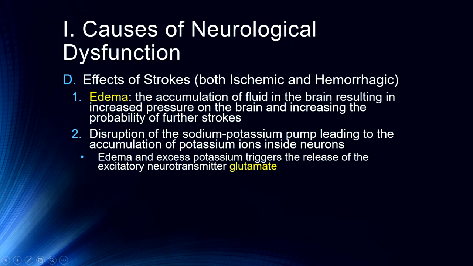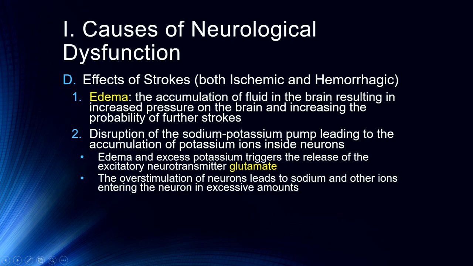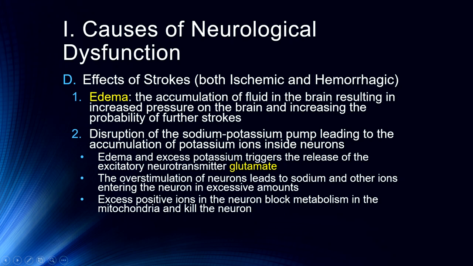neurons. That edema and excess potassium can then trigger the release of the excitatory neurotransmitter glutamate, leading to the overstimulation of neurons, which leads to sodium and other ions entering the neuron in excessive amounts. Those excessive ions in the neuron block metabolism in the mitochondria and kill the neuron. So that buildup of ions within the neuron itself is one of the things that causes significant damage. And this happens relatively rapidly.